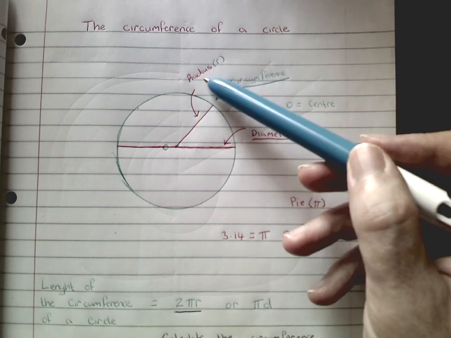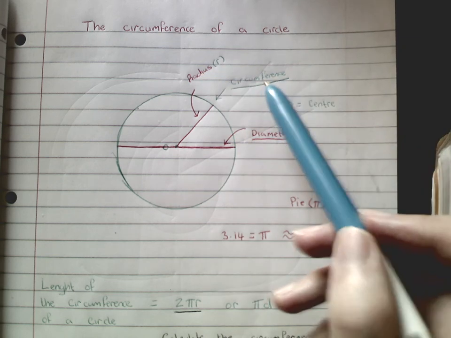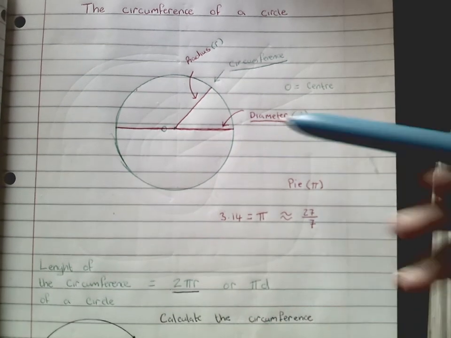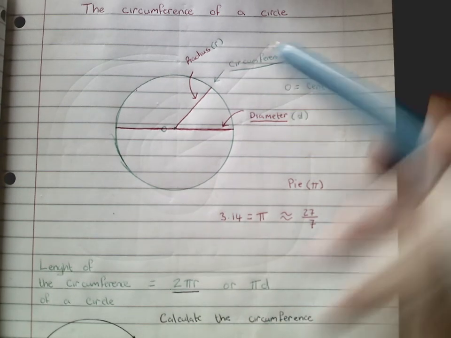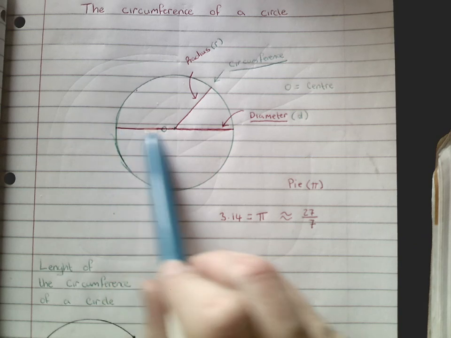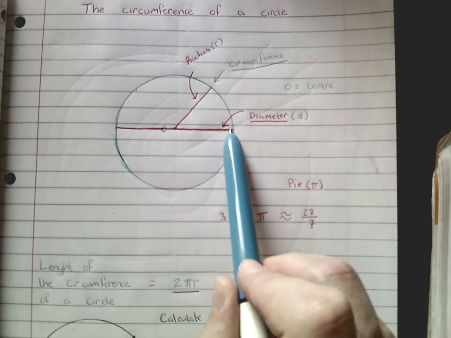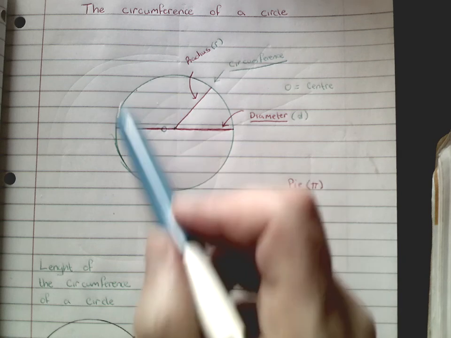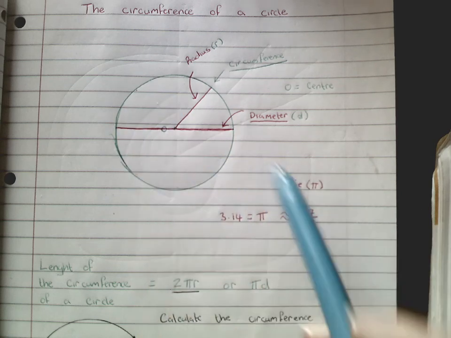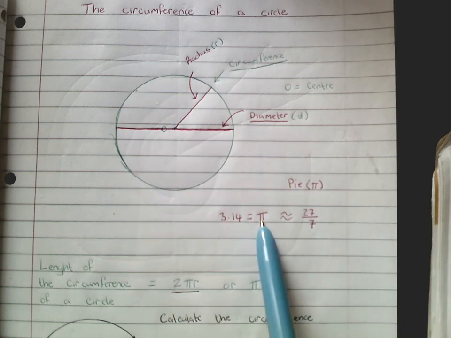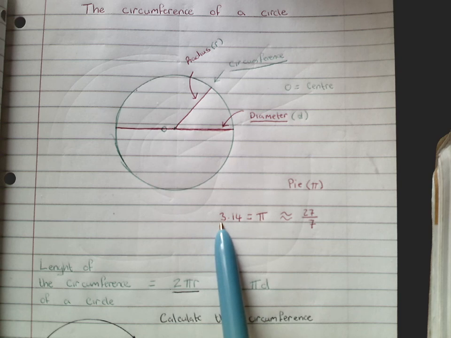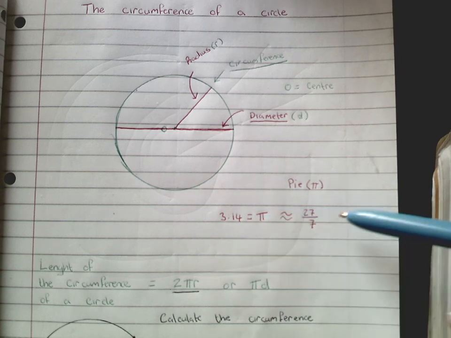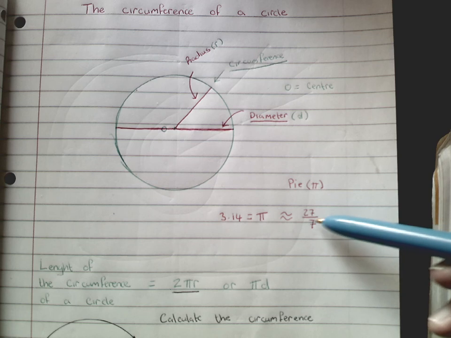So you need to know what the radius is, you need to know what the circumference is, and you need to know what the diameter is. And then if we look at the relationship between the diameter and the circumference, roughly this length here, which is known as the diameter, will fit 3.14 times around the circumference. And that's the relationship. This relationship is known as pi, and it's given this special number, which is 3.14. And if we wanted to look at this as a fraction, it's approximately 22 over 7.